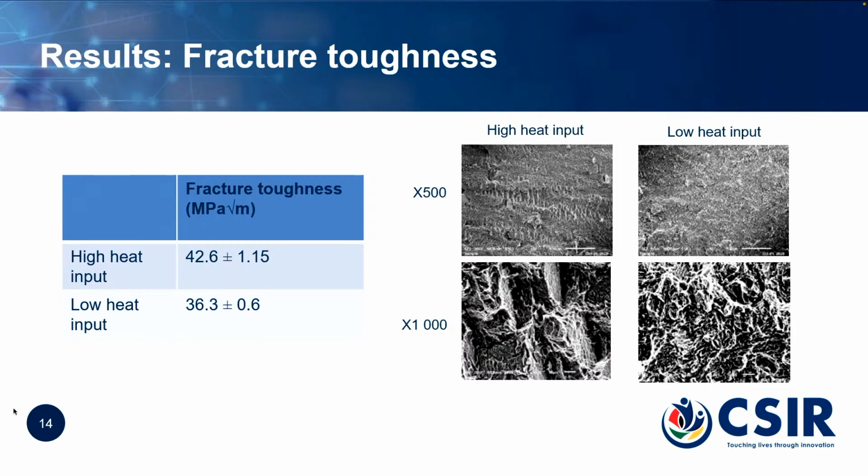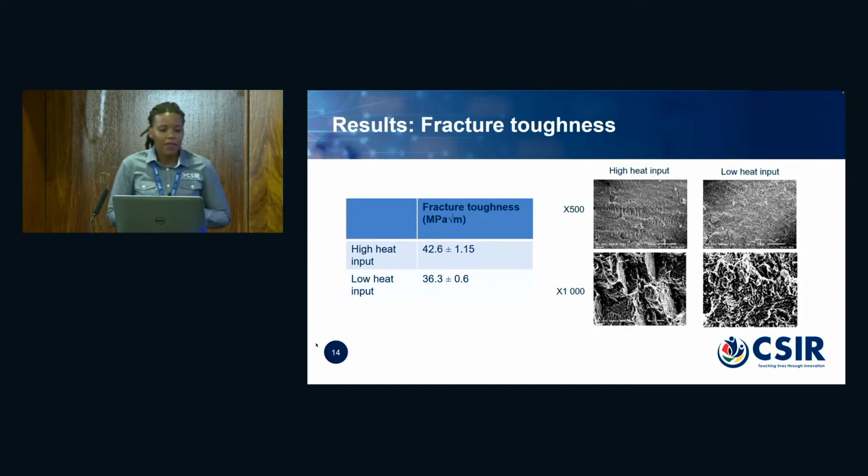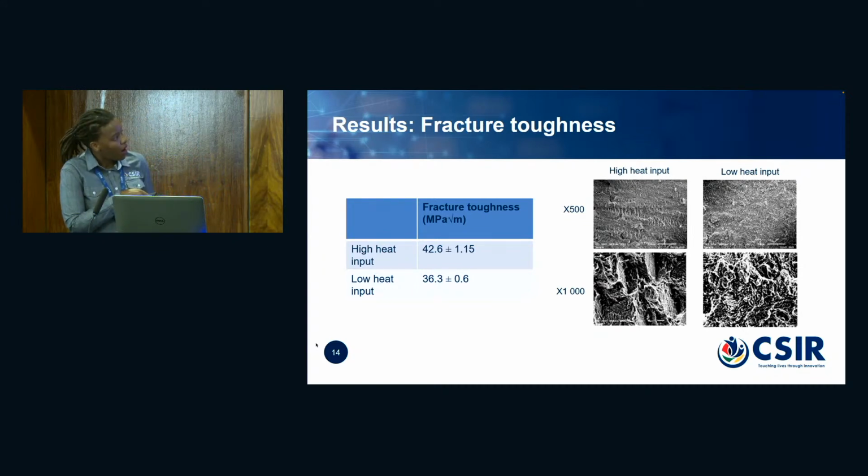The micrographs on the right show the actual fracture surface. We study that as well. The bottom ones are the higher magnification micrographs, and they showed a characteristic dimple-like type of fracture, which shows us that the material was ductile. Both materials were ductile. And it was interesting to see the step-like type of fracture in the high heat input, and that is on there.